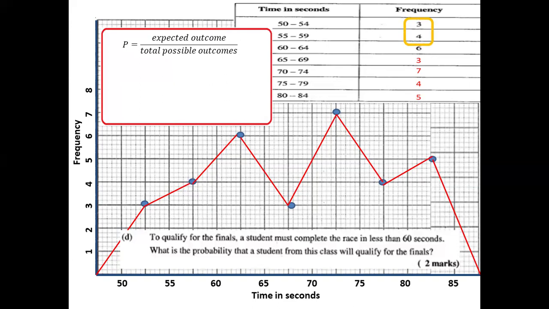There are 3 students who ran up to 54 seconds. And then we have 4 students between 55 to 59 seconds. Those are less than 60. So the expected outcome is 7, and there are 32 students in the representation here in the survey. So probability is 7 over 32 for another 2 marks. And guess what? That's the end of another statistic question featuring the frequency polygon. All right, very good. You're going so far.